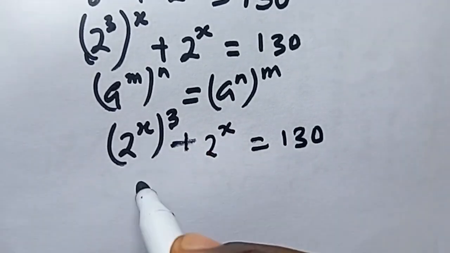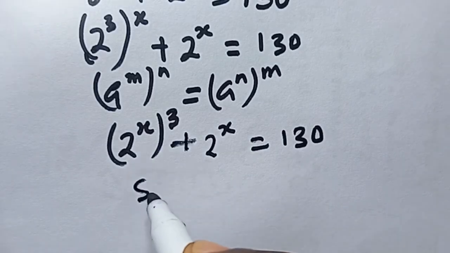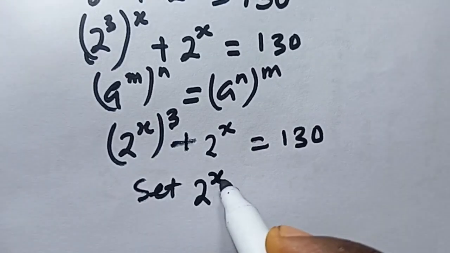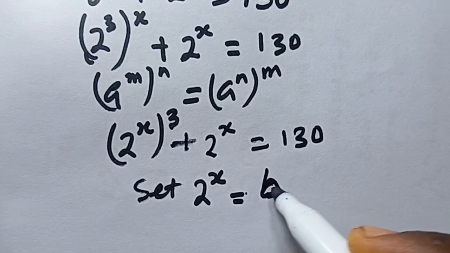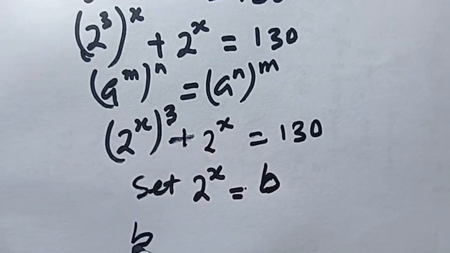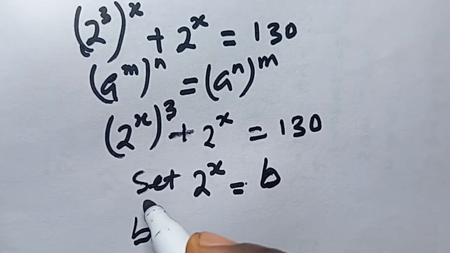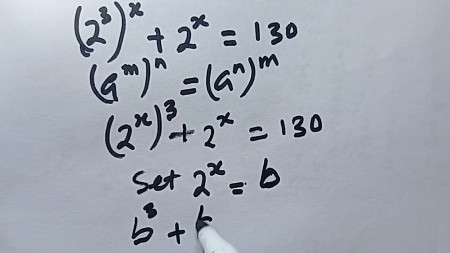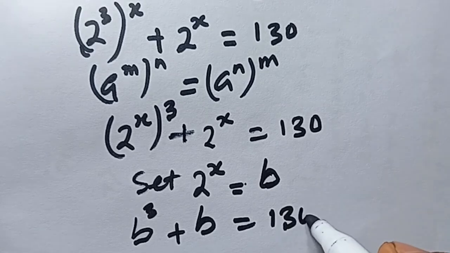To make the work look more convenient and easier, I'm going to set this 2^x to be equal to, let's say, b. So that if that happens, this whole thing is going to change to b^3 + b = 130.